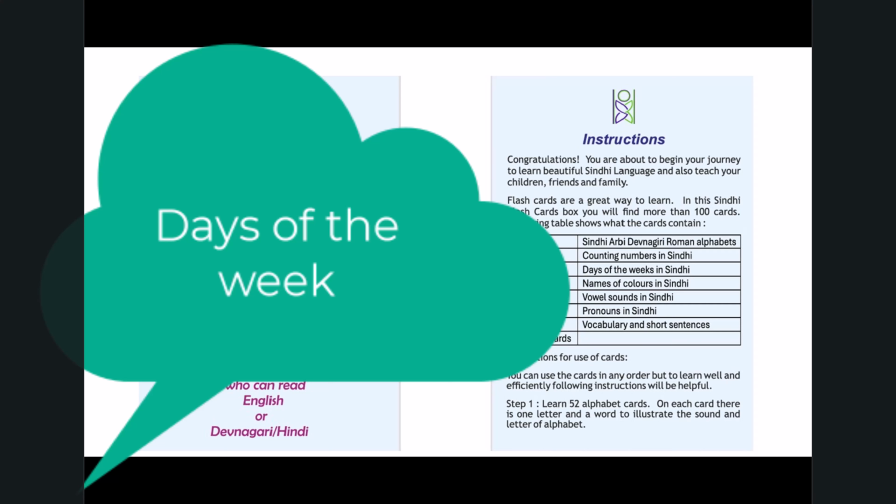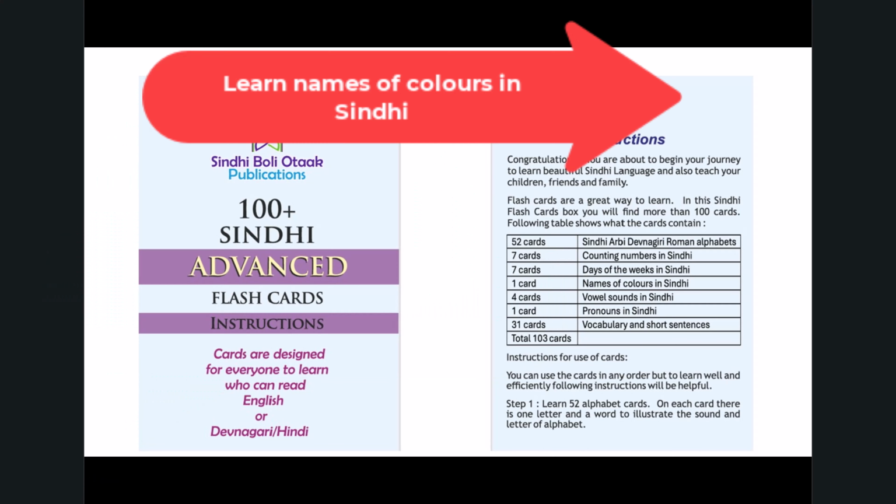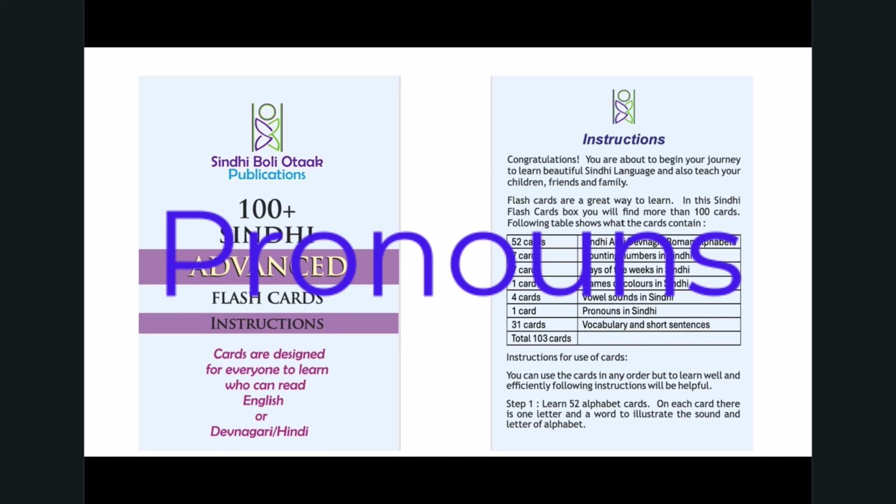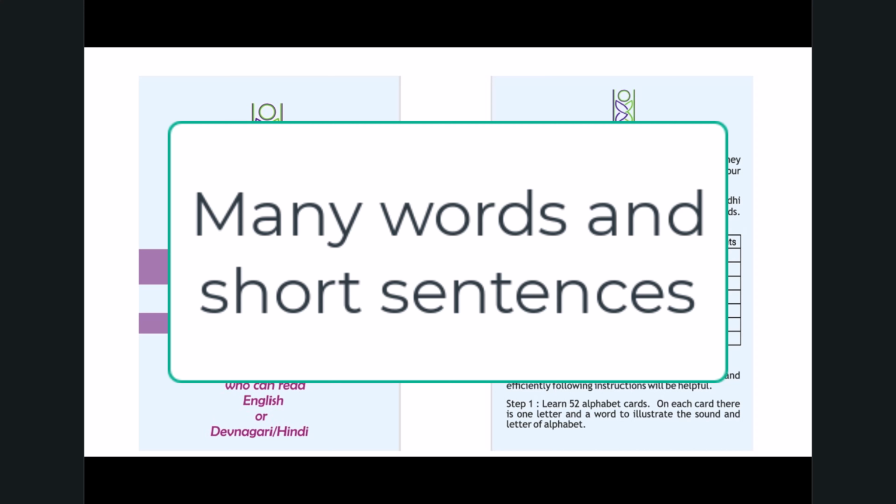It also contains 7 cards for days of a week. 1 card explains names of colors in Sindhi. There are 4 cards that will explain vowels in Sindhi. There's a card that explains pronouns in Sindhi. And there are 31 cards that introduce you to a variety of words used in Sindhi, to start building vocabulary, to speak Sindhi, as well as to speak short sentences.